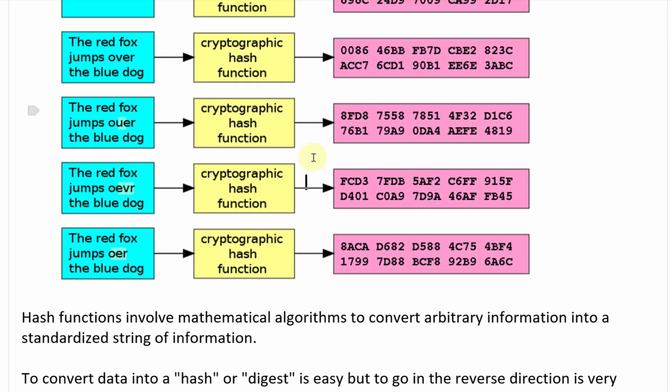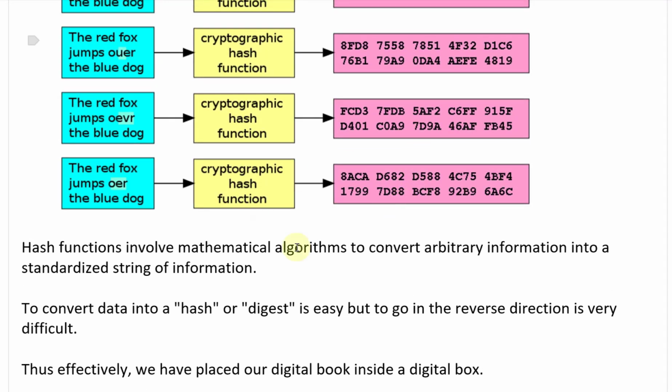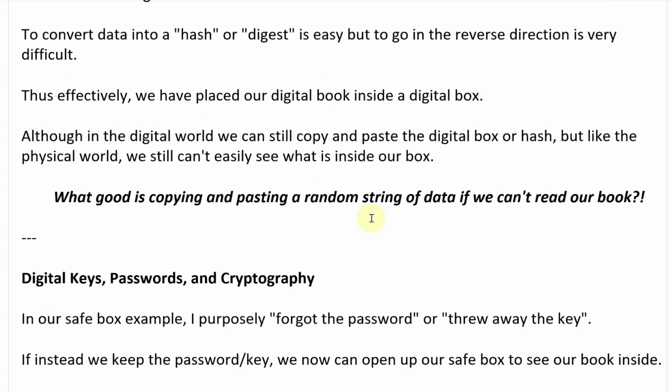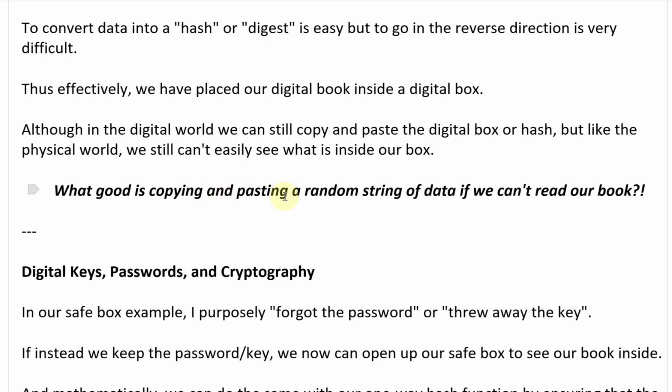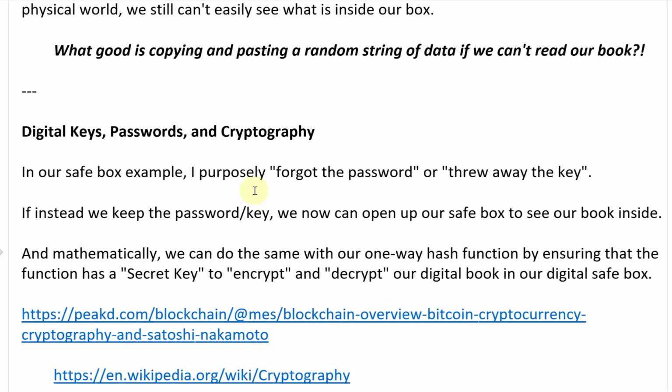They'll just have a second copy of a string of digits. It's not giving them anything. So in other words, what good is copying and pasting a random string of data if we can't read our book? So yes, let's get a random string of digits. Digital keys, passwords, and cryptography.